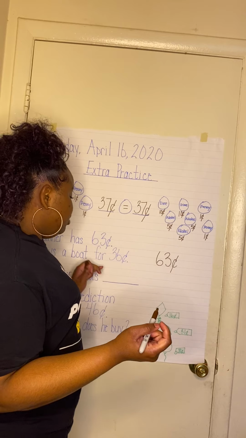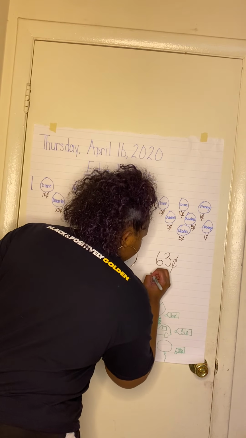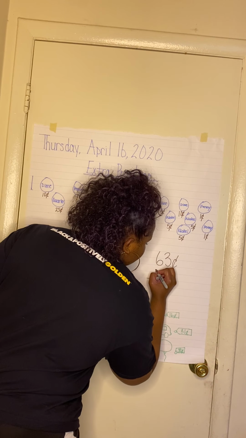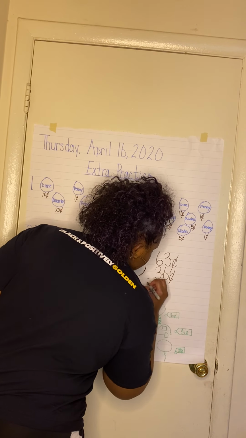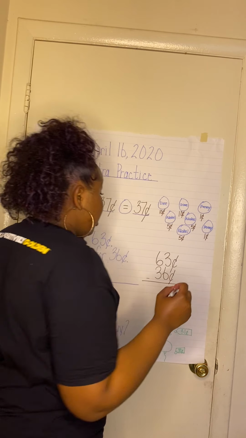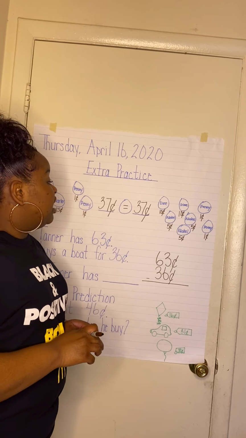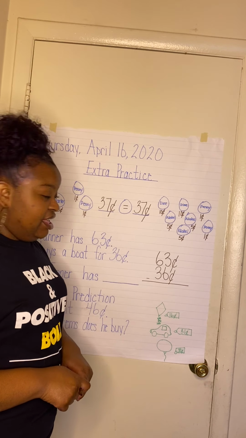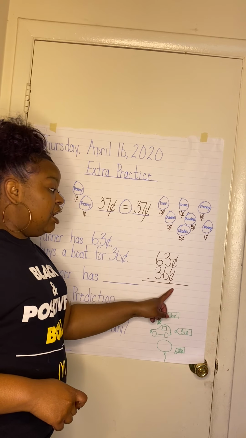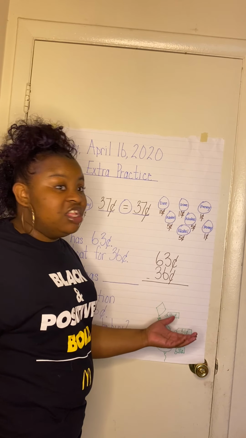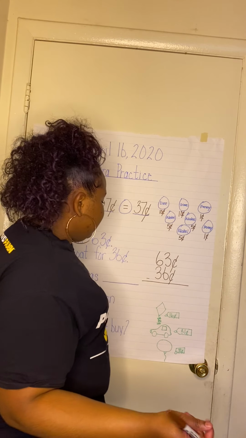So right now I am going to subtract the 36 cents from the 63 cents. So I'm going to put my subtraction sign and I'm going to put 36. Keep in mind, my cent sign always stays there. So now let's work the problem out. First thing I'm automatically bringing down is my cent sign because I know that I'm still dealing with money. I'm still dealing with coins. So I'm just going to bring my cent sign down.